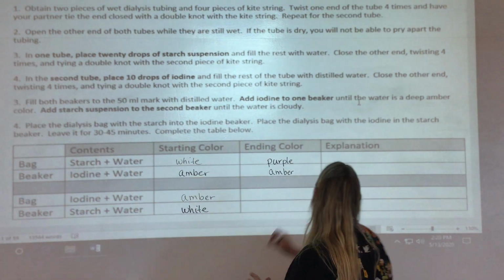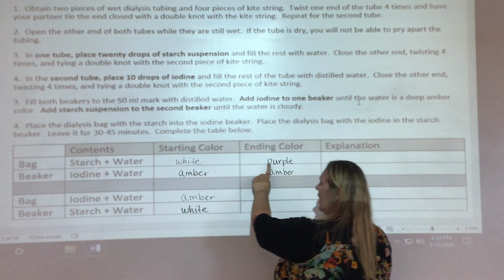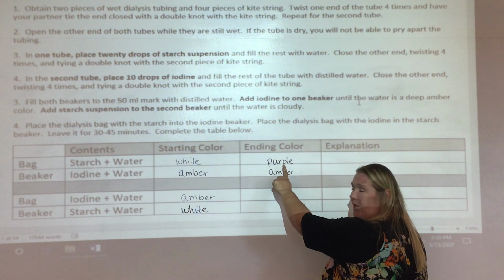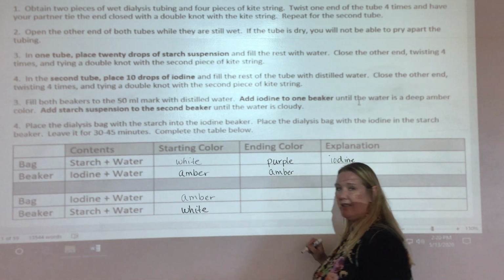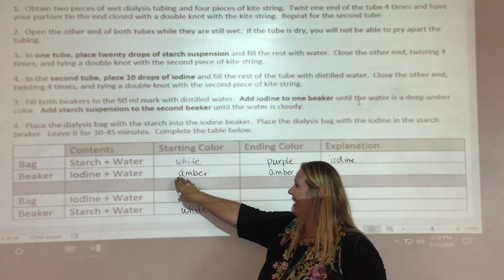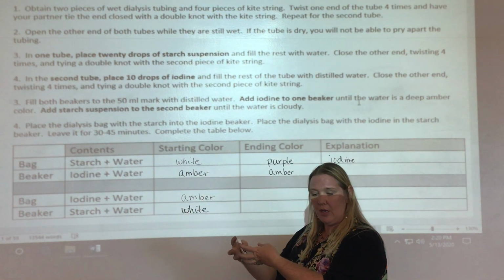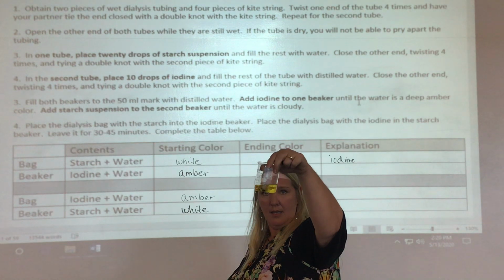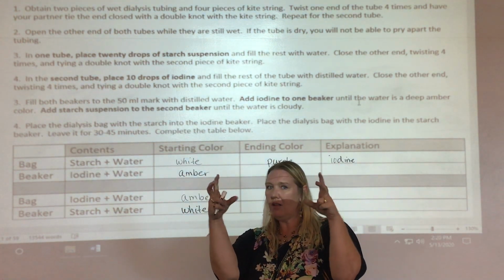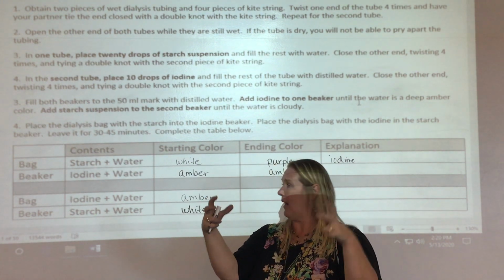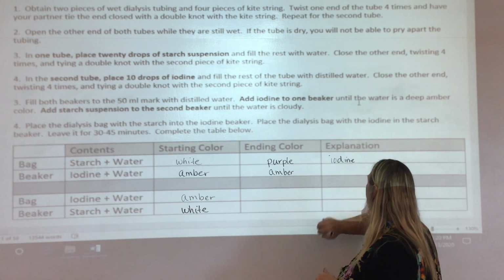Purplish black, right? So that means that inside the bag, starch came into contact with iodine because I had a color change. So iodine did what? Iodine had to move into the bag from the beaker. That's the only place iodine was. It was in the beaker, right? It was in the liquid that we have here. So it was outside of the cell of the dialysis tube, outside of the membrane, and then it moved in to cause a color change inside of that bag.